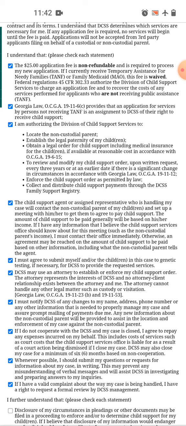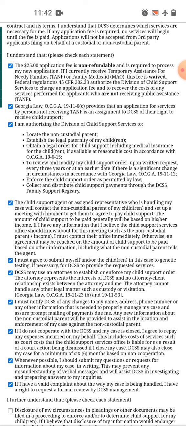Okay, the child support agent or assigned representative who is handling my case will contact the non-custodial parent of my child or children to set up a meeting with him or her to get them to agree to pay child support. See, they have to agree. You have to get them to agree to pay child support. The amount of child support to be paid generally would be based on his or her income.